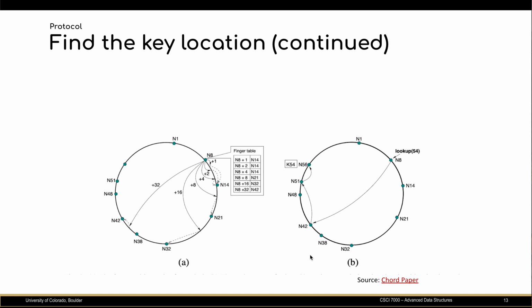Okay, but it has to precede the key. It need not be overshooting.